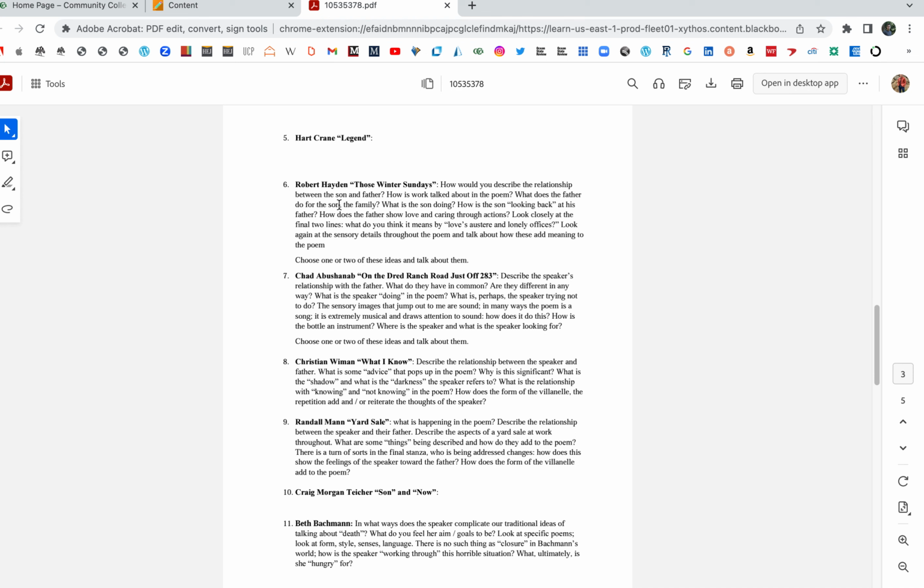How is the son looking back at his father? How does the father show love and caring through actions? Remember, and polish my good shoes as well. Look closely at the final two lines. What do you think it means by love's austere and lonely offices?